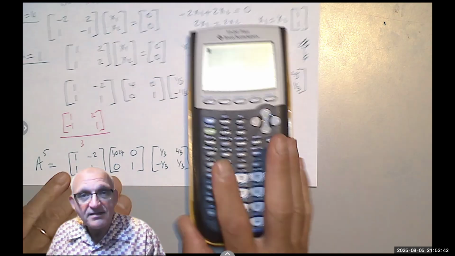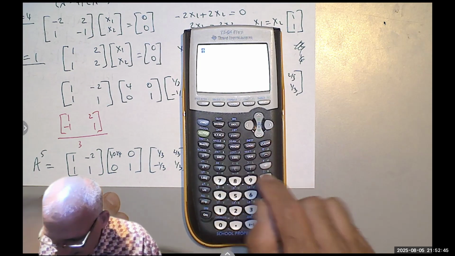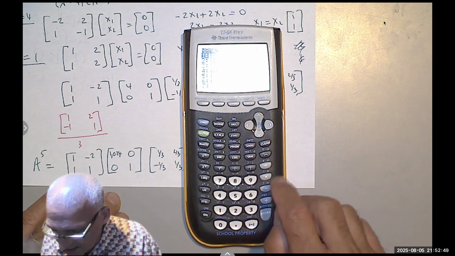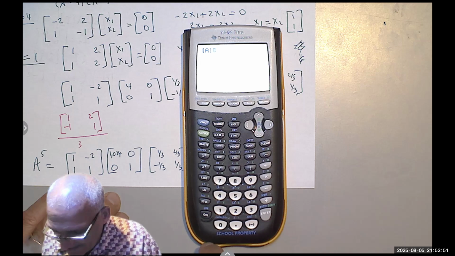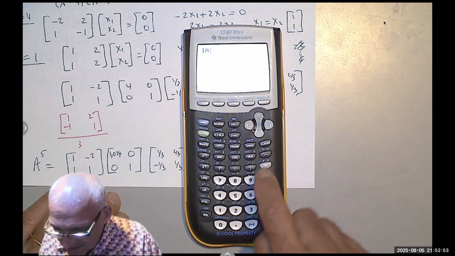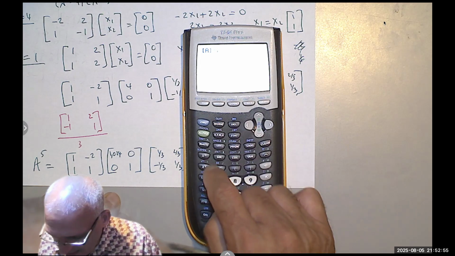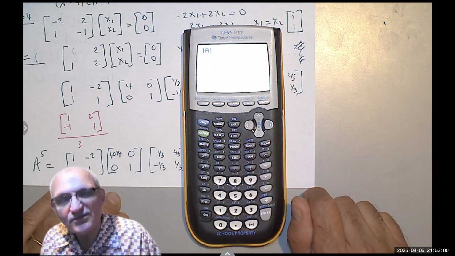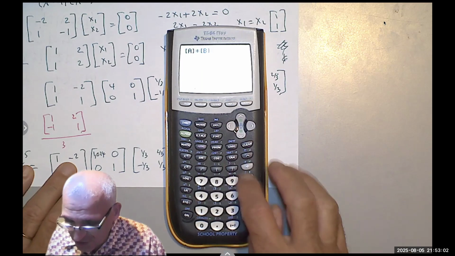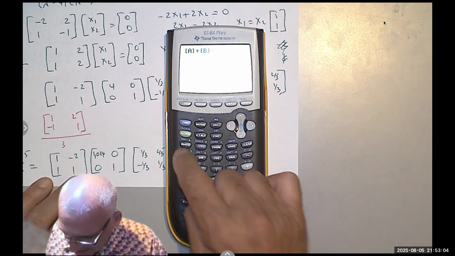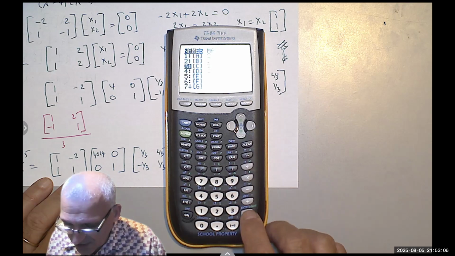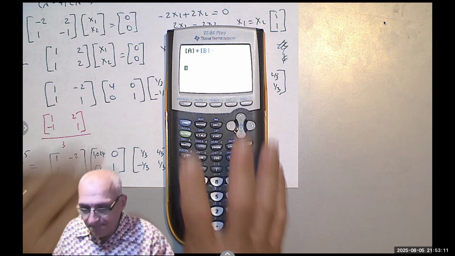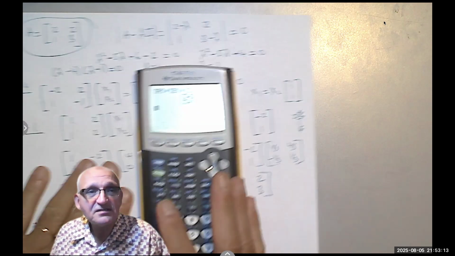Now I'm going to multiply them. So I'm going to say matrix A times matrix B. I don't know if the calculator, I never tried it. I should have tried it. Would it multiply all 3 together, or do I have to use? No, I don't think so. No, it did. It gave me this matrix.